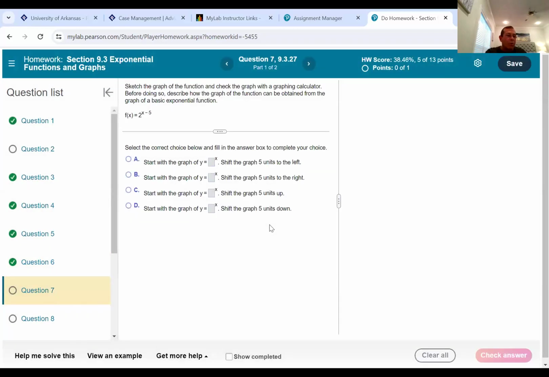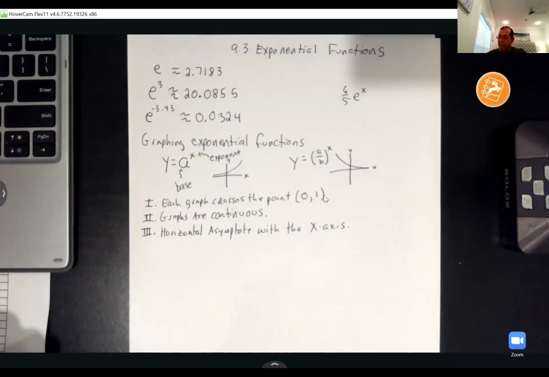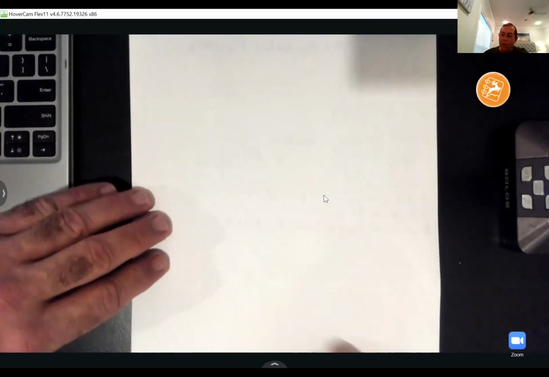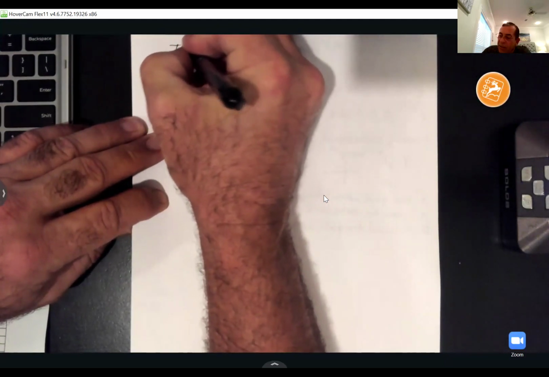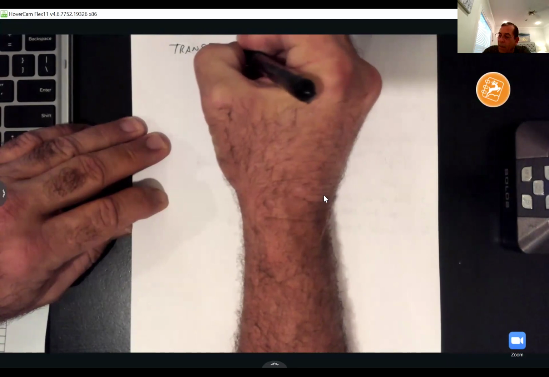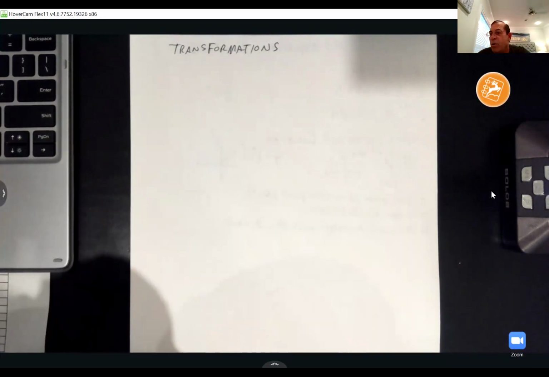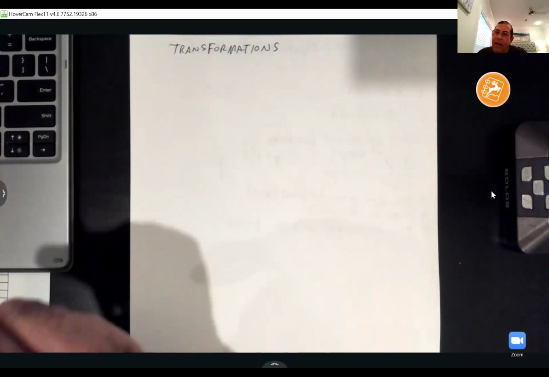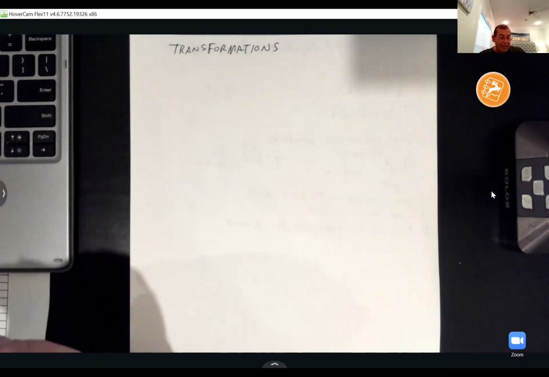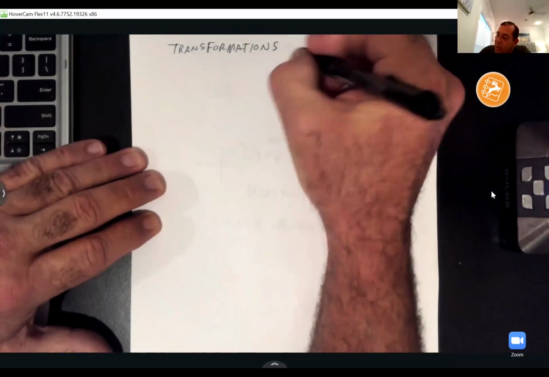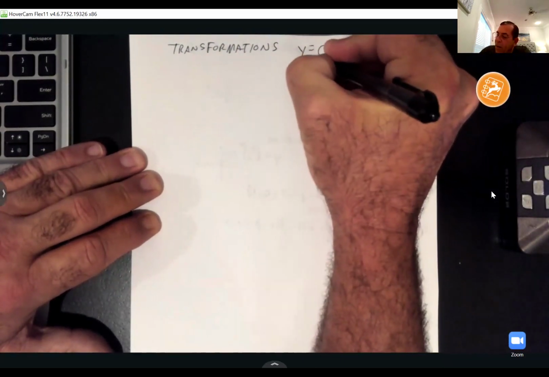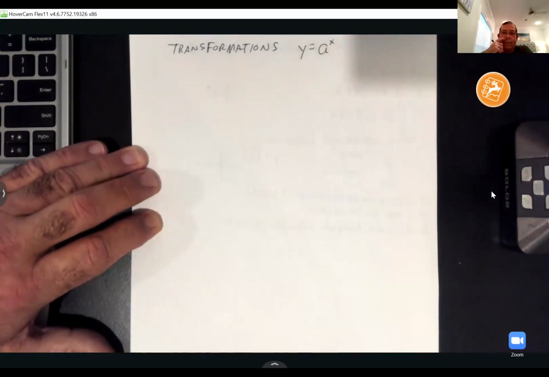All right, so now 7, we're going to start moving these graphs around. So let me give you the notes on that first. All right, so these will be transformations. Almost like the transformations we did in 7-2, where we moved our graphs left, right, up, down. We reflected over the x-axis. So these graphs do the same thing. So remember, we're looking at the exponential graphs. Y equals a to the x.